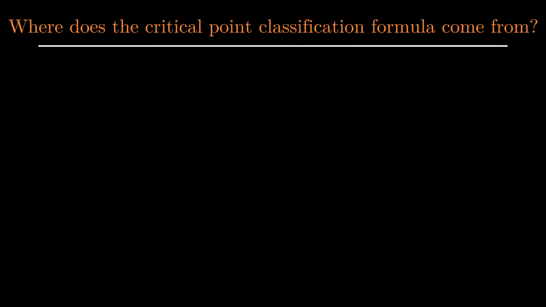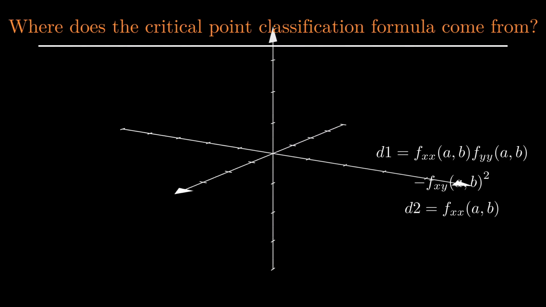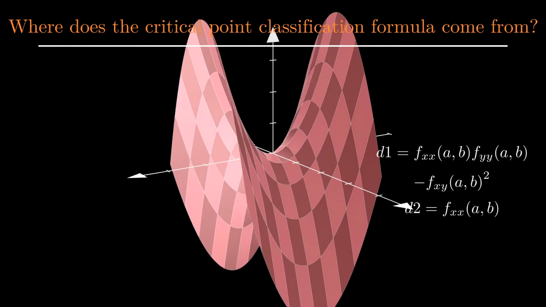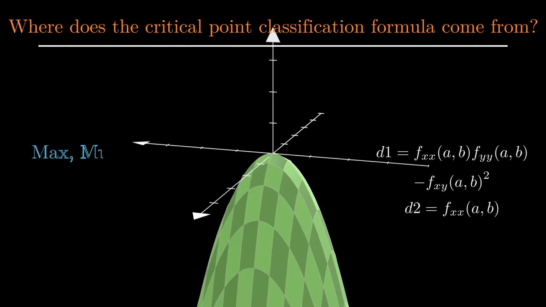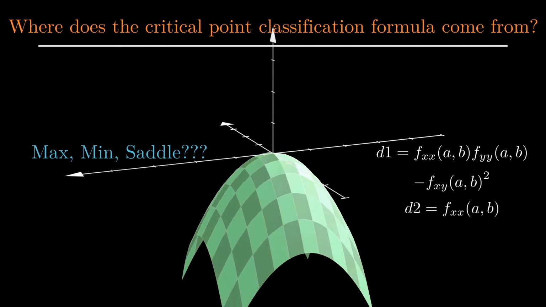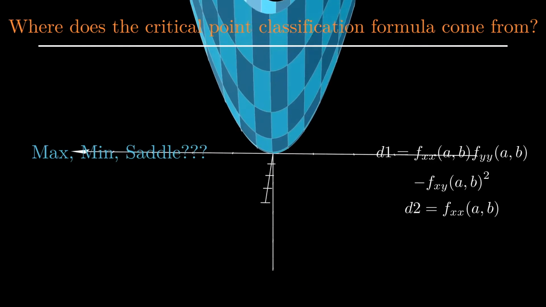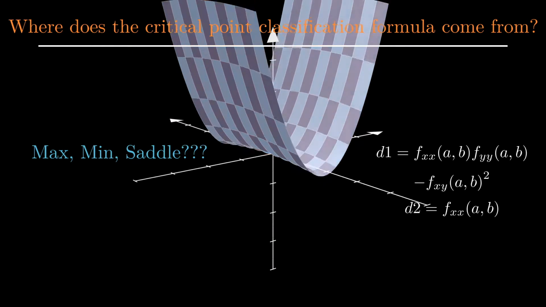Welcome to Math with Lily. Where does the critical point classification formula come from? I don't know. Good thing we have this video in front of us that suddenly appeared. D1, D2, negative f sub xy, max, min, saddle? I have no idea how I'm going to stitch this together. Why is it moving up and down? I don't know, but we have to find a way to classify. That looks like a horse saddle, wow.